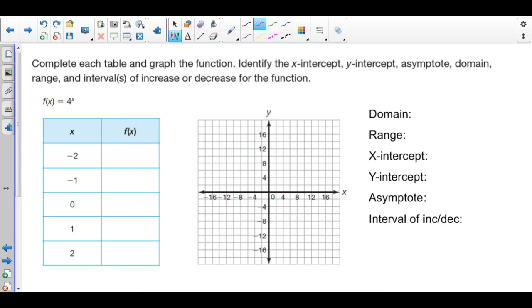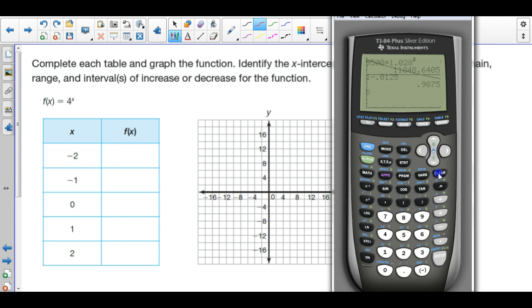So first off, we'll do 4 to the x power. We're going to do 4 to the negative 2. I'll evaluate this first x value of negative 2 just so you can get an idea that it's not going to be a negative number. It comes out to 0.0625.